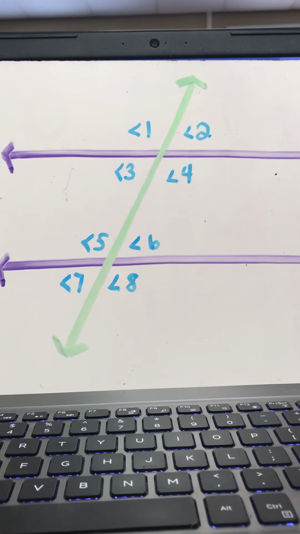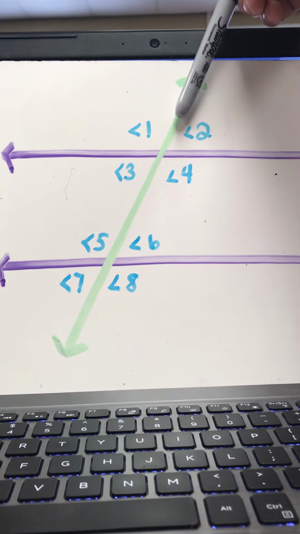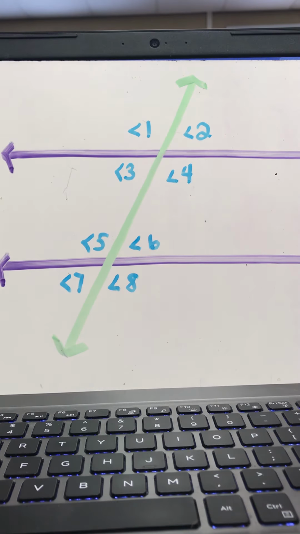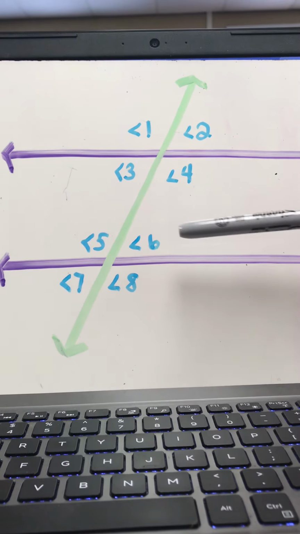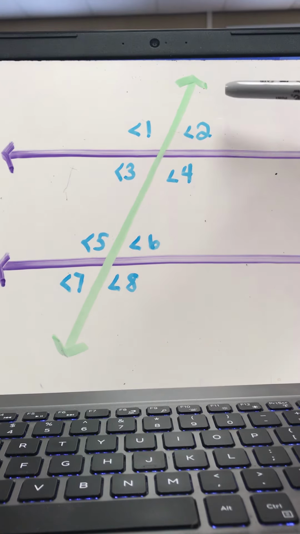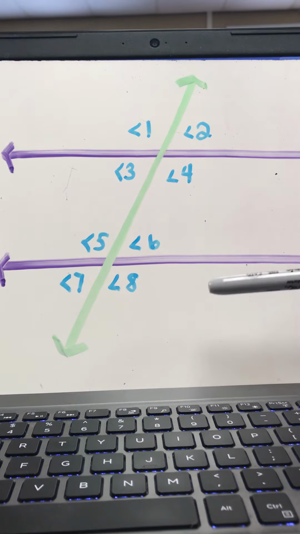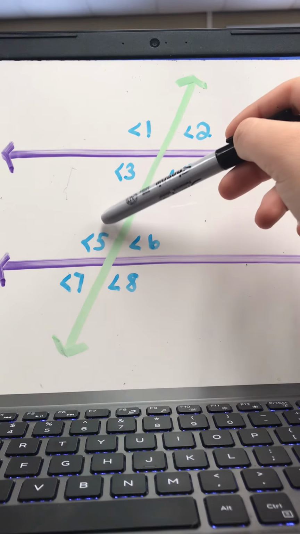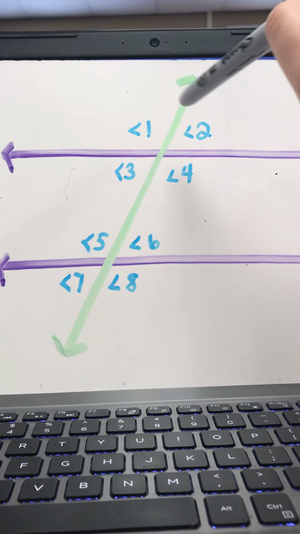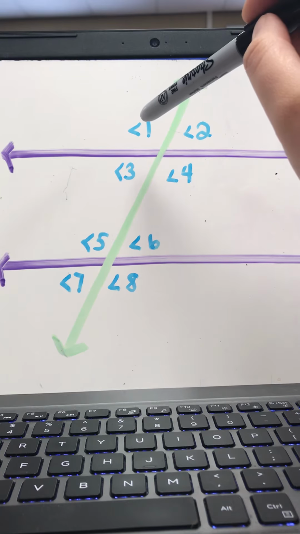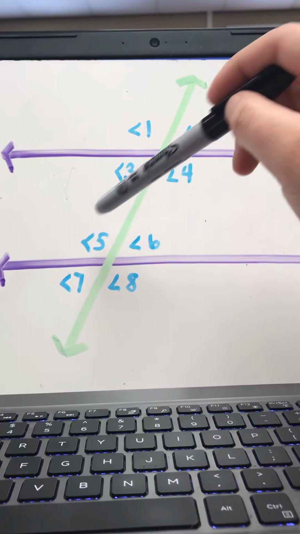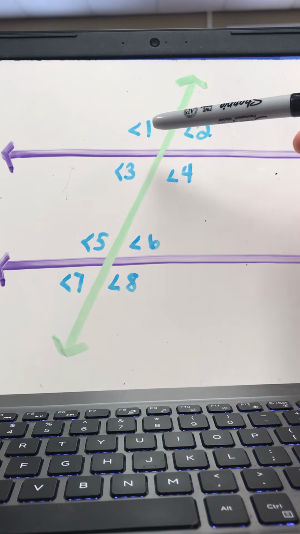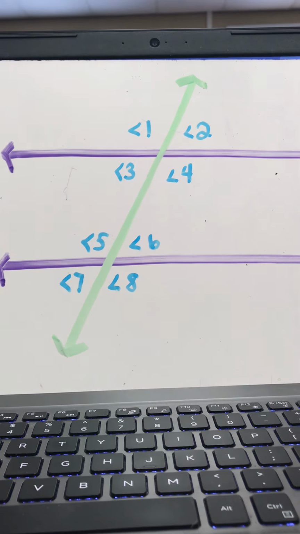Corresponding angles are found on the same side of the transversal. So they're going to be either on this side or this side of the transversal. They're also going to be on the same side of the parallel lines, so they're either both above or both below. All right. Looking at this, corresponding angles, we have angle 1 and angle 5. Do you see how they're in the same spot within this group of 4? They're in the upper left-hand corner. Same thing down here, that 5 is in the upper left-hand corner. So angle 1 and angle 5 are corresponding.